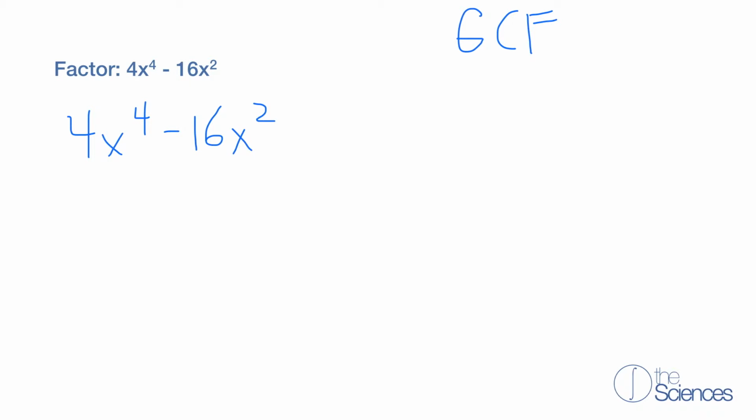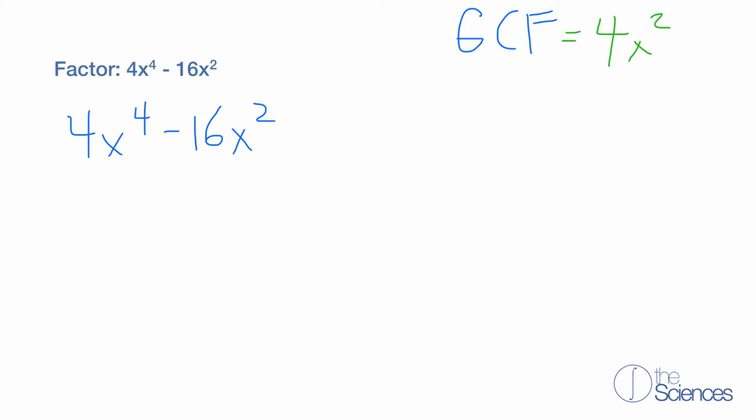So our coefficients, we have 4 and we have 16. So we can see that our greatest common factor will be 4 because 4 is a multiple of 4 and 16 is a multiple of 4. So here we can write 4 and x. With the variable, our greatest common factor is the variable with the smaller exponent. So here it's x squared.